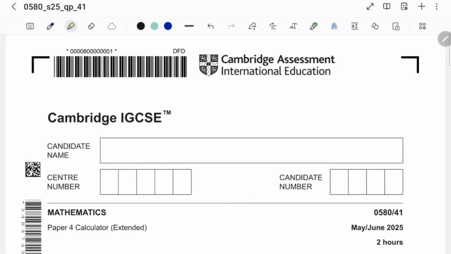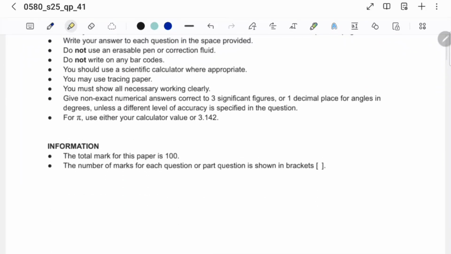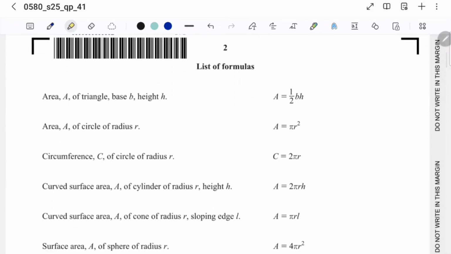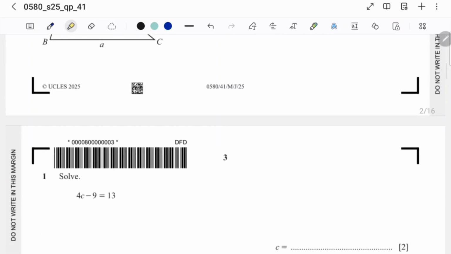In this video, we'll be going through the Cambridge IGCSE Mathematics 0580 paper 41, May-June 2025. It's a 2 hour paper and you can use the calculator in this paper. The marks are 100. Let's begin the paper. Formula sheet will be given.